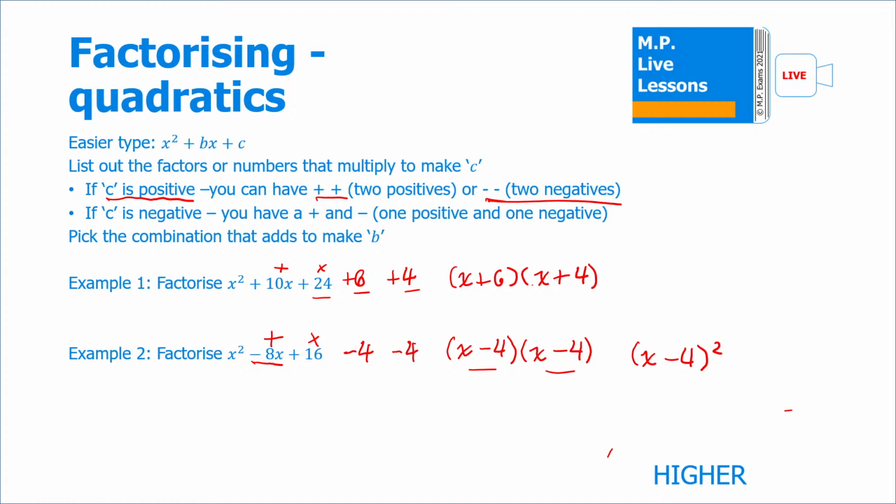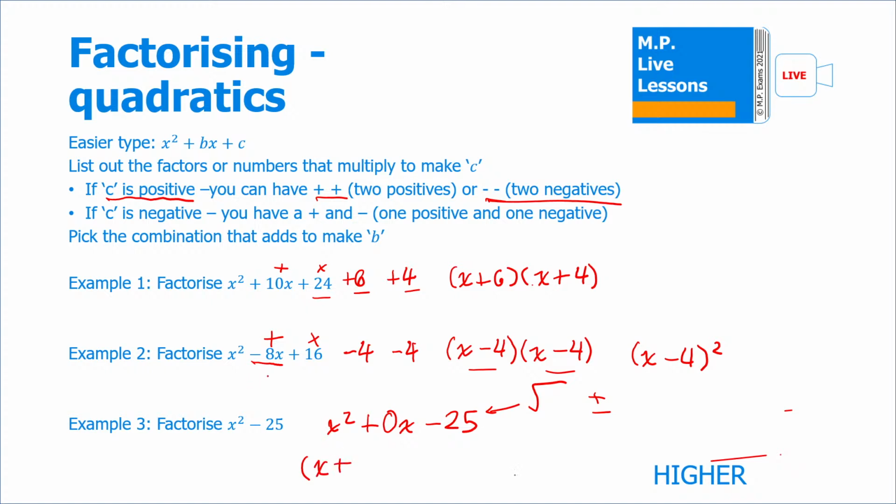And the last example for this is a difference of two squares. So what we do is we imagine there's a 0 in front of an x here, like plus 0x minus 25. And usually with a difference of two squares, what we do is we square root this here, and then we add or take away in the brackets. So we square root 25, which is 5, so that will be x plus 5 and x minus 5.